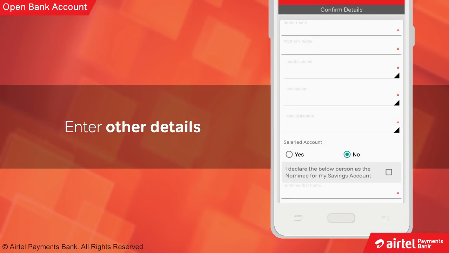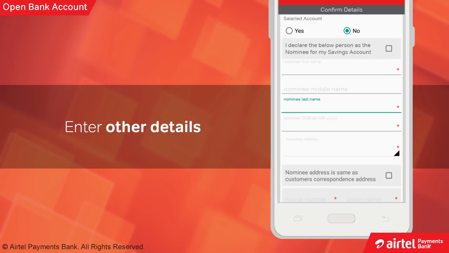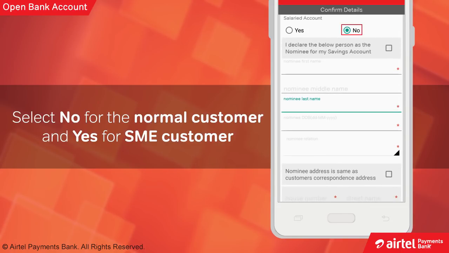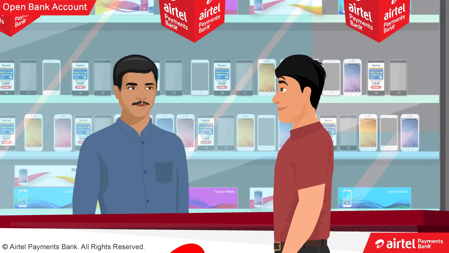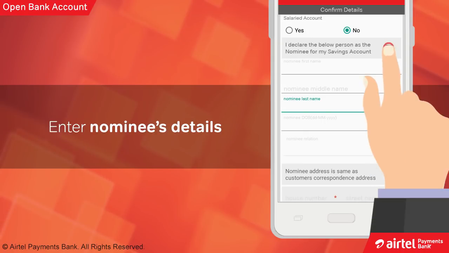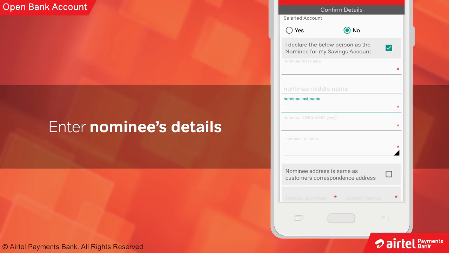Now I enter other details like father's name, mother's name, select marital status, occupation, and annual income as shared by customer. Here I select no for the normal customer and yes for SME customer. Sir, do you want to declare a nominee for this bank account? Yes. Then I tick the checkbox for nominee declaration. I ask customer to provide the nominee details and enter nominee first name, last name, date of birth and relation.